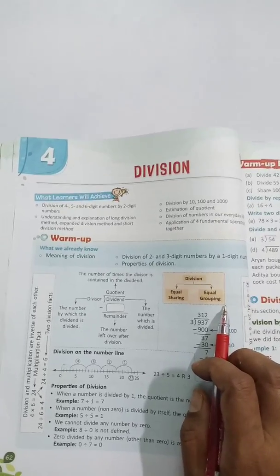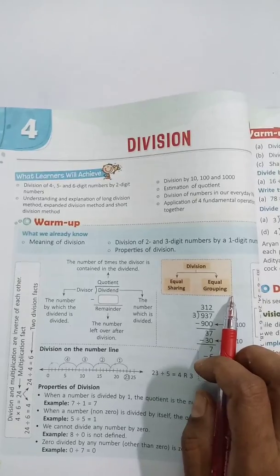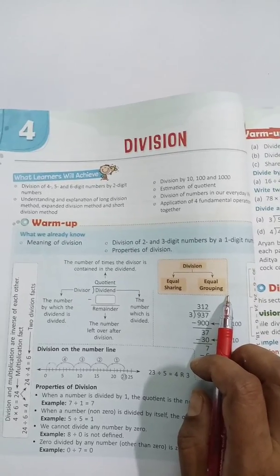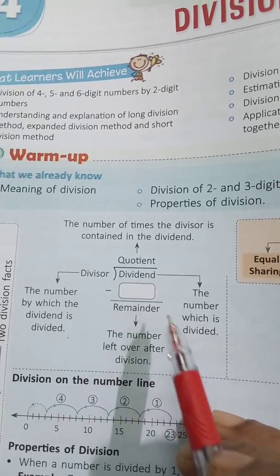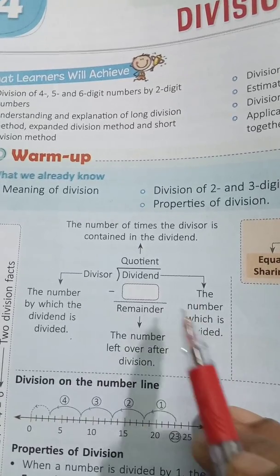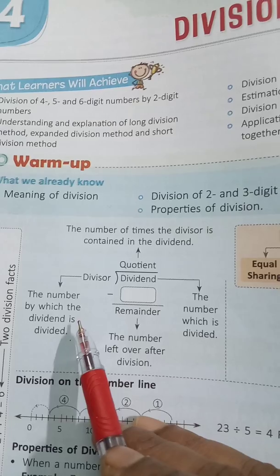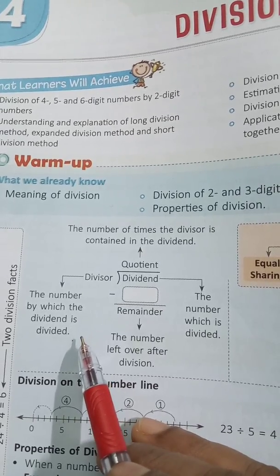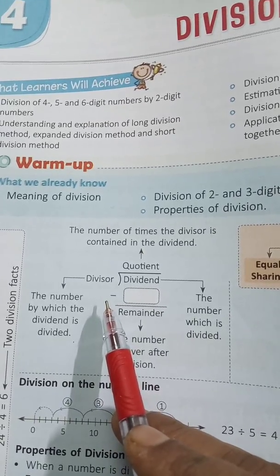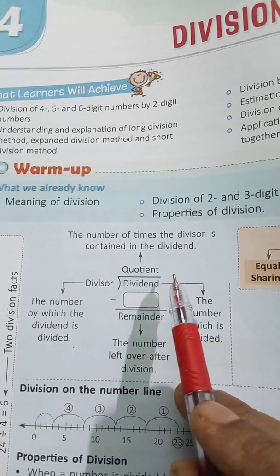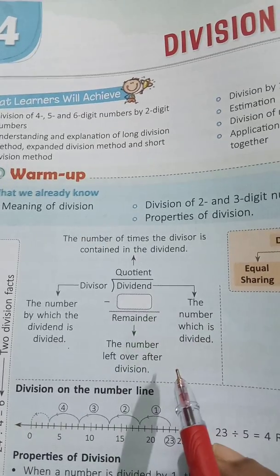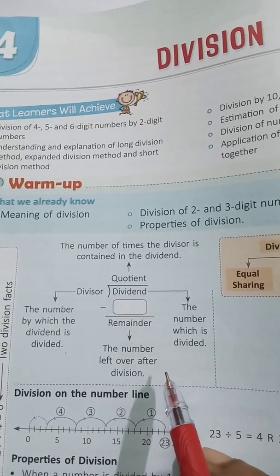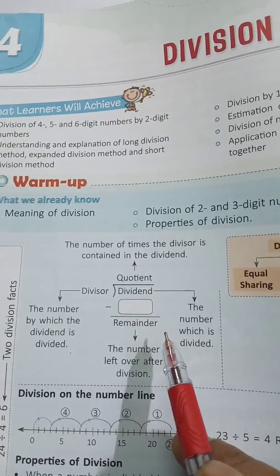Now, children, we will come to know about terms used in division. Children, in a division sum, the number which is divided is called the dividend. The number by which the dividend is divided is called the divisor. The number of times the divisor is contained in the dividend is the quotient. And the number left over after division is called the remainder.